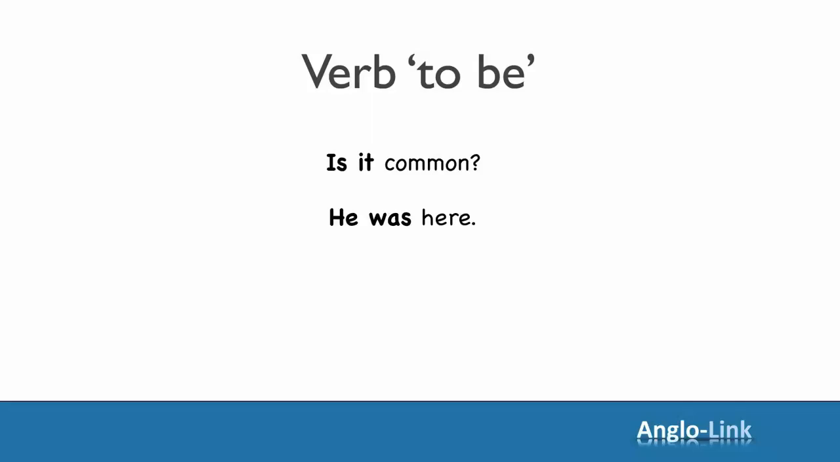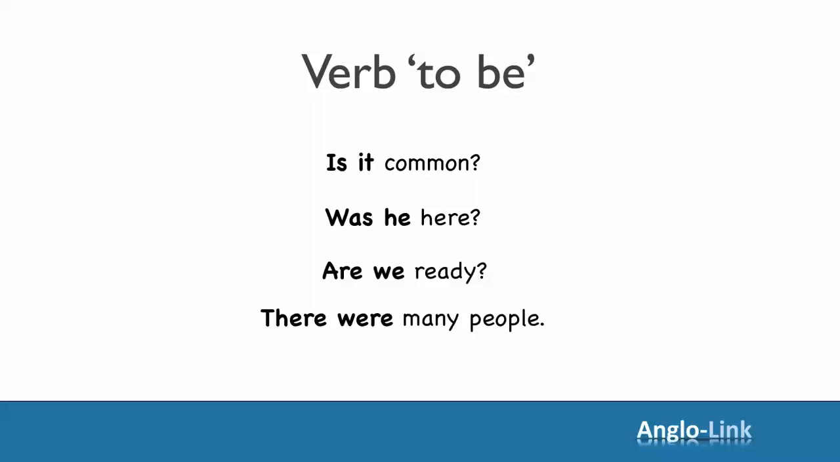That's right. Let's look at another one. He was here. Put was before he. Was he here? We're ready. Are goes before we. Are we ready? And the last example, there were many people. Were there many people?